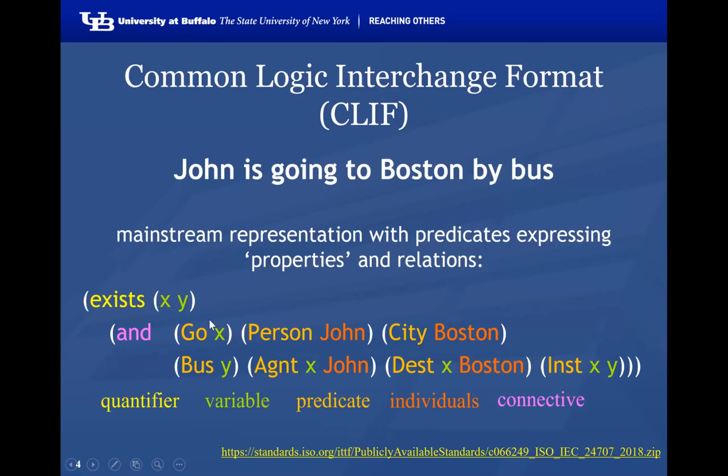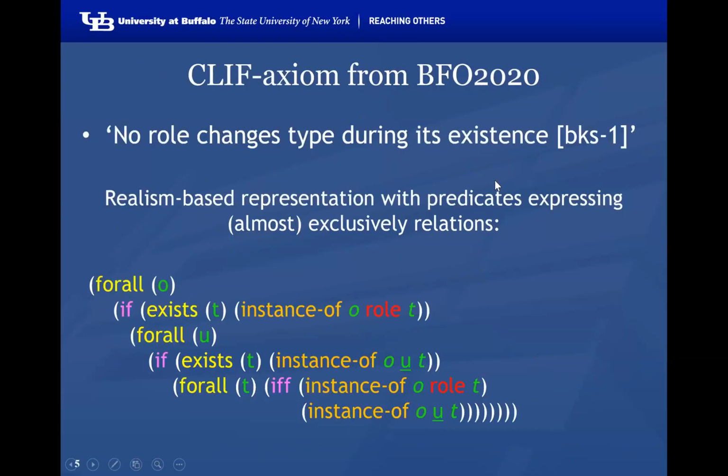The different colors here indicate the various elements that you can use in first-order logic expressions. So quantifiers in yellow, variables in green, predicates in orange, individuals in red, and connectives in purple. You see only one connective here, but other connectives are or, if and only if, and not. So this is the mainstream representation.